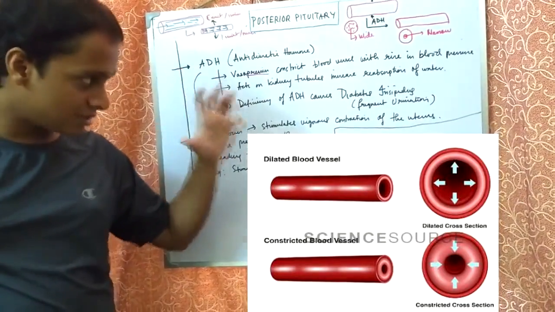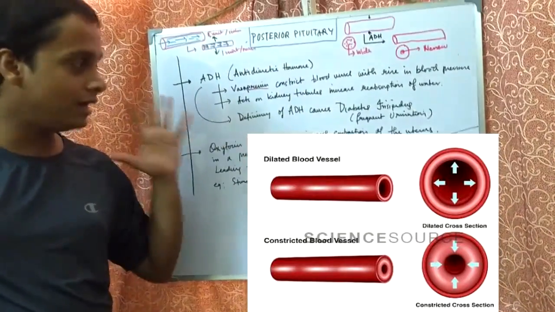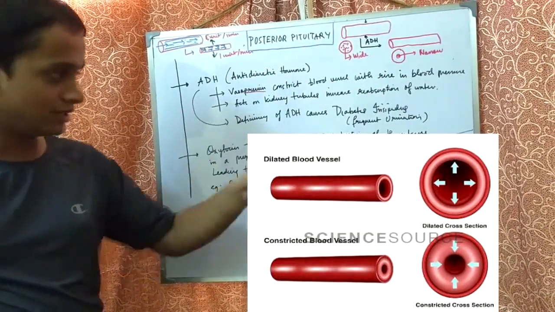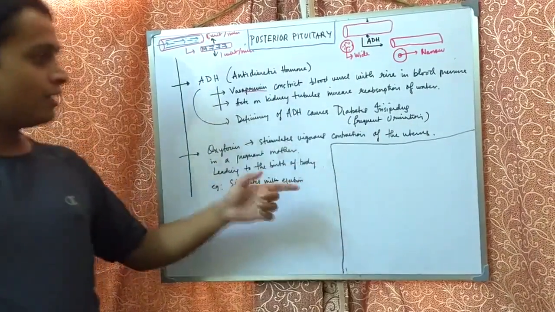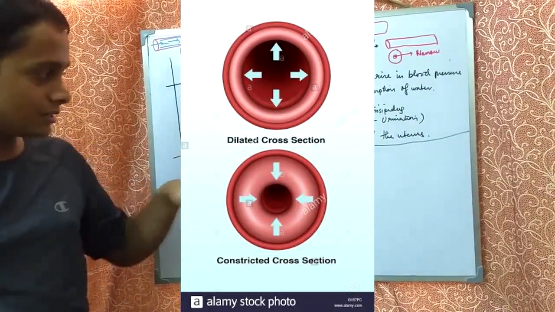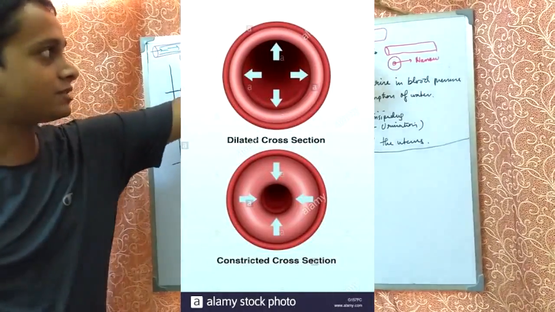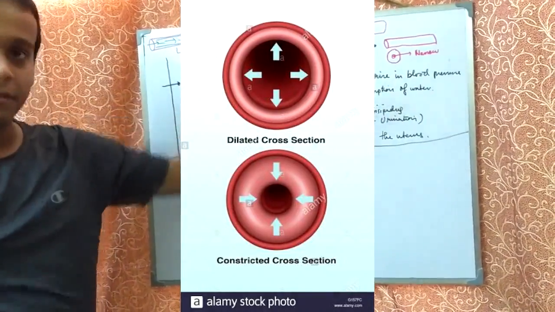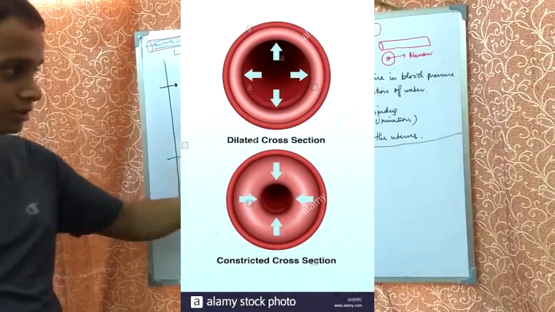Vasoconstricted means a constricted blood vessel, and this is what a normally dilated blood vessel looks like. You can see the difference. Here you can also see the horizontal cross section, which means you can see this type of structure from this view as well as from the front view. You can see both the diagrams.